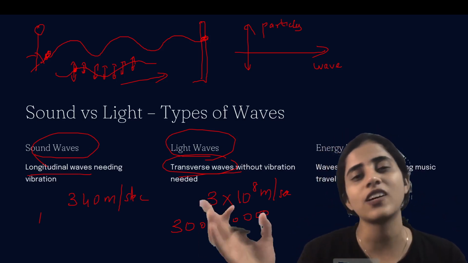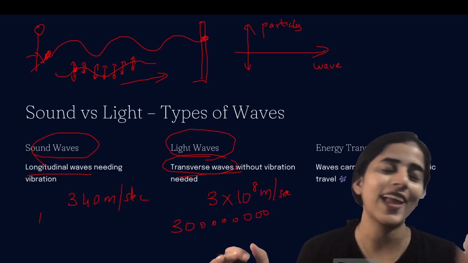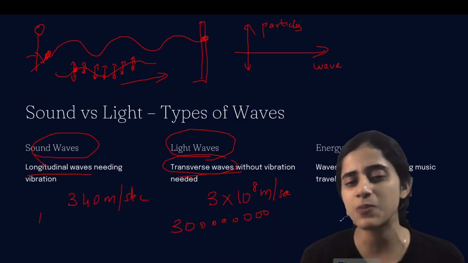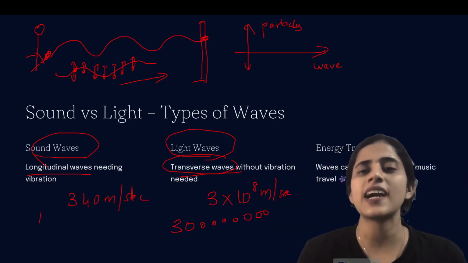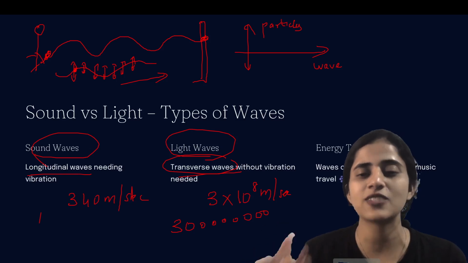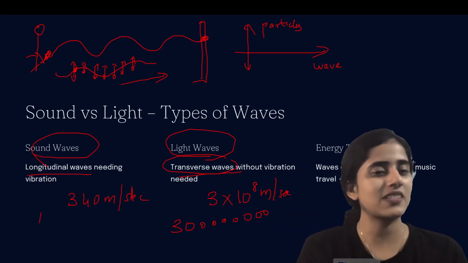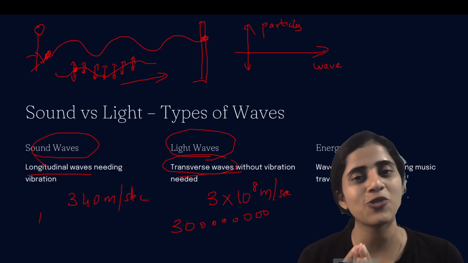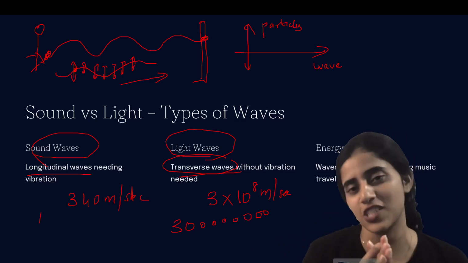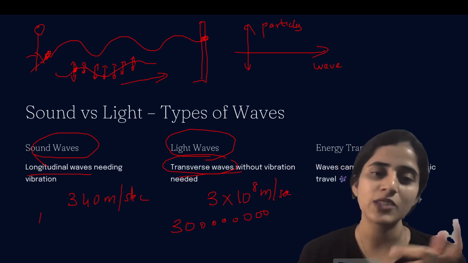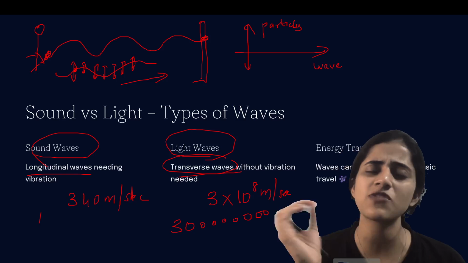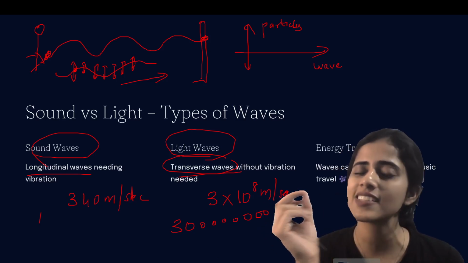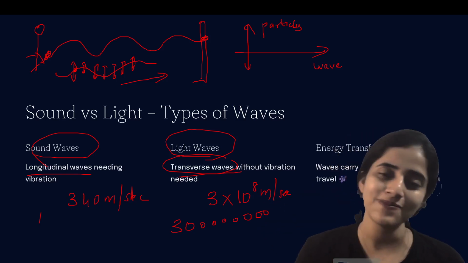Now, you might have heard the very famous question, why do lightning and thunder occur at different speeds? You can clearly see because light waves have a very high speed of 3 into 10 raised to 8 meters per second, but sound waves have a speed of only 340 meters per second. That's why light waves are also used in transferring a lot of information, because they're very fast. You can transfer signals instantly.